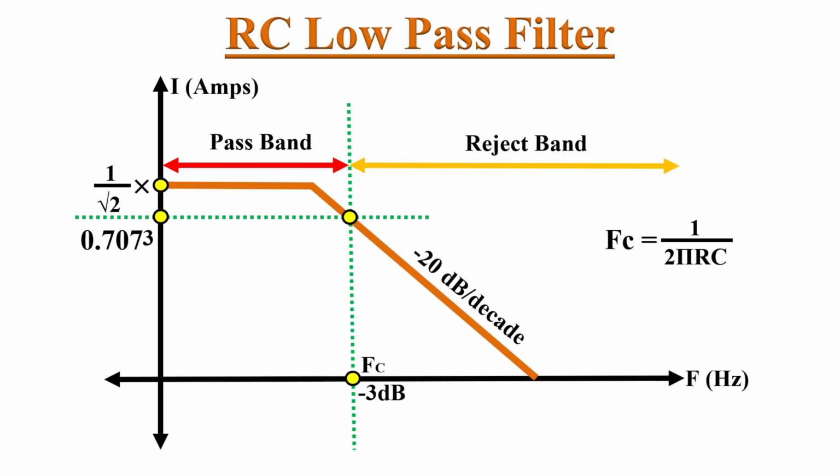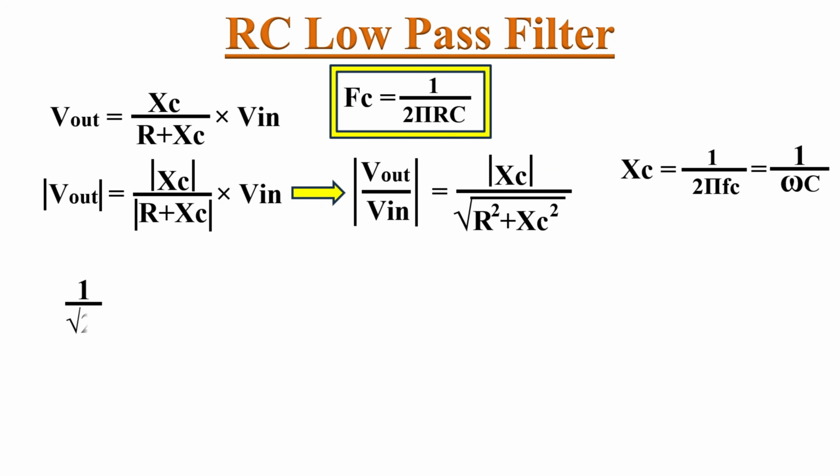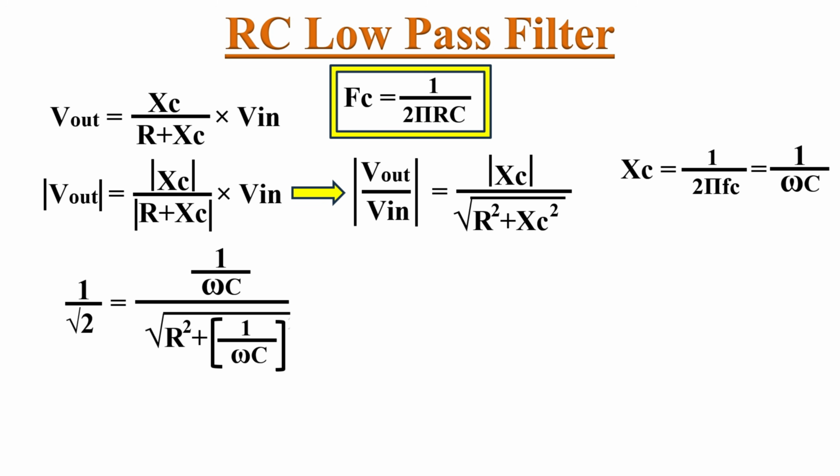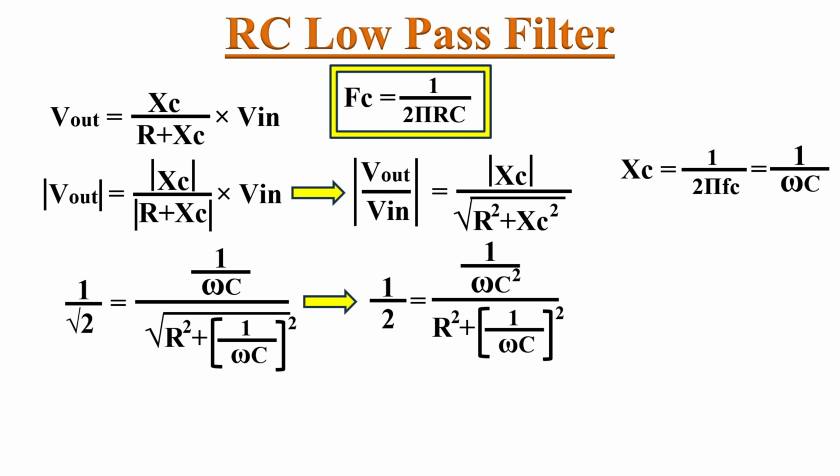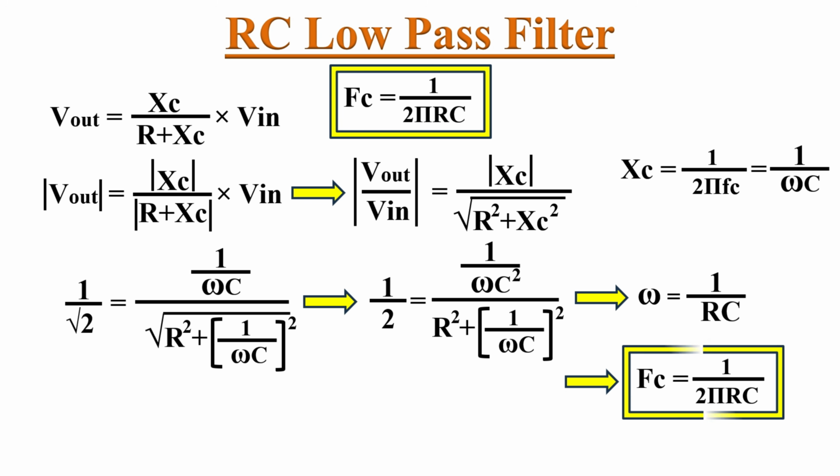Now as we know, at the cutoff frequency the output will be 1 by root 2 times the input. That means the gain or attenuation of this circuit will be 1 by root 2. So 1 by root 2 equals 1 by omega c divided by the whole root of R square plus 1 by omega c whole square. If we square both sides, we get 1 by 2 equals 1 by omega c square divided by R square plus 1 by omega c whole square. If we further simplify this equation, we get omega equals 1 by RC, or we can say that the cutoff frequency Fc equals 1 by 2 pi RC.